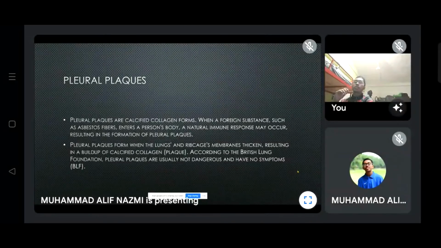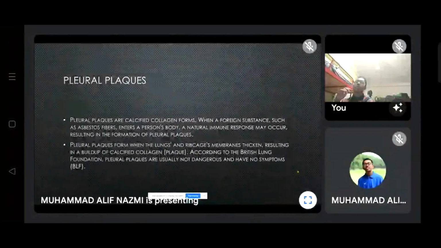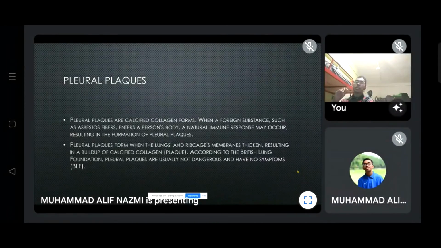Okay, second is pleural plaque. Pleural plaques are calcified collagen formed when a foreign substance such as asbestos fibers enters a person's body. A natural immune response may occur, resulting in the formation of pleural plaques. Pleural plaques form when the lungs and ribcage membranes thicken, resulting in a build-up of calcified collagen. According to the British Lung Foundation, pleural plaques are usually not dangerous and have no symptoms.